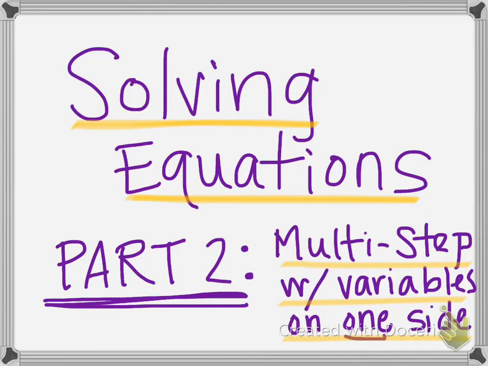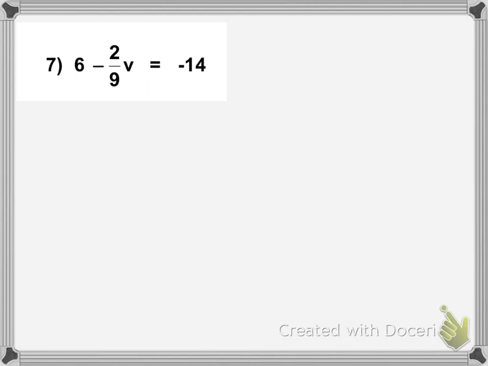Hi students, we will do the second part of solving equations notes. This time we will move on from 2 steps to multi-steps, but we're going to keep all our variables still on one side of the equation. We'll move to when it's on both sides in the next set of notes. So we are actually continuing the notes from that blank set of notes I sent you on that first set of notes. So here's example 7.